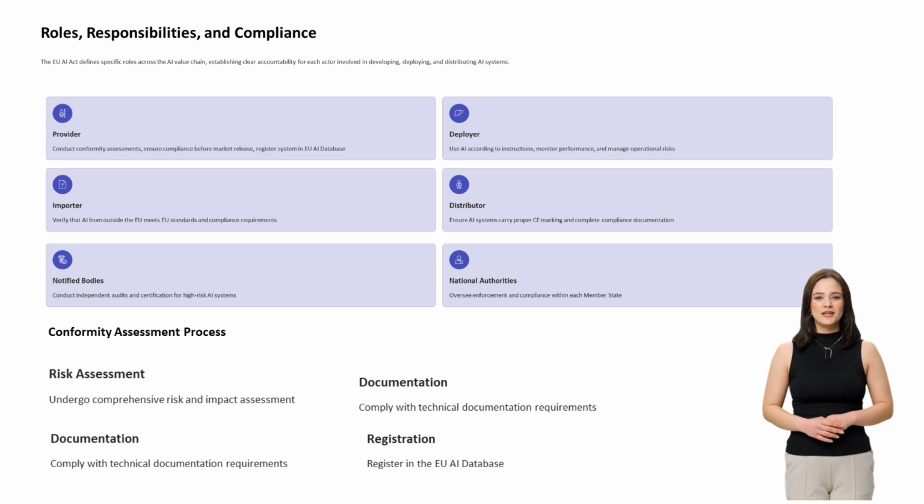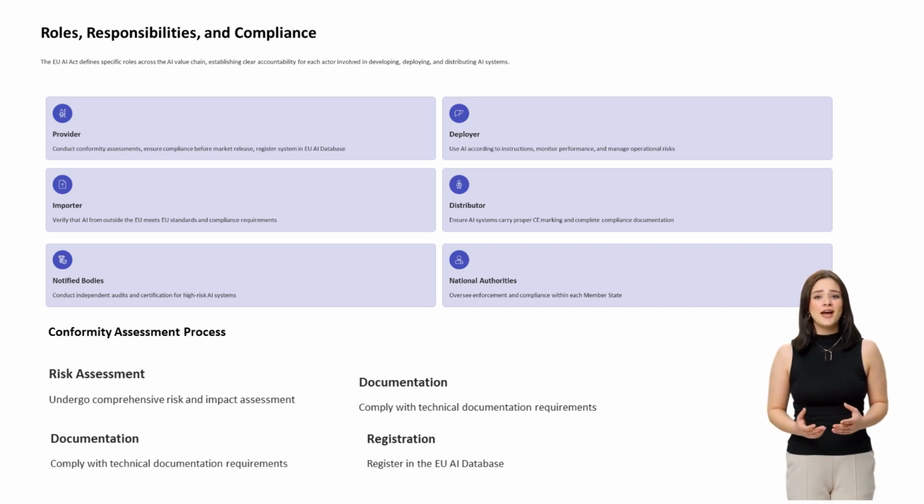The deployer, the organization using the AI, has a critical duty to use the system according to instructions, monitor its ongoing performance, and manage any emerging risks in practice. Importers must verify that AI systems brought in from outside the EU meet all required standards. Distributors are responsible for ensuring the AI systems they sell carry the proper CE marking and have all necessary documentation. Overseeing this ecosystem are notified bodies, independent organizations that conduct audits and certification for high-risk AI systems, and national supervisory authorities in each member state who are ultimately responsible for enforcement.